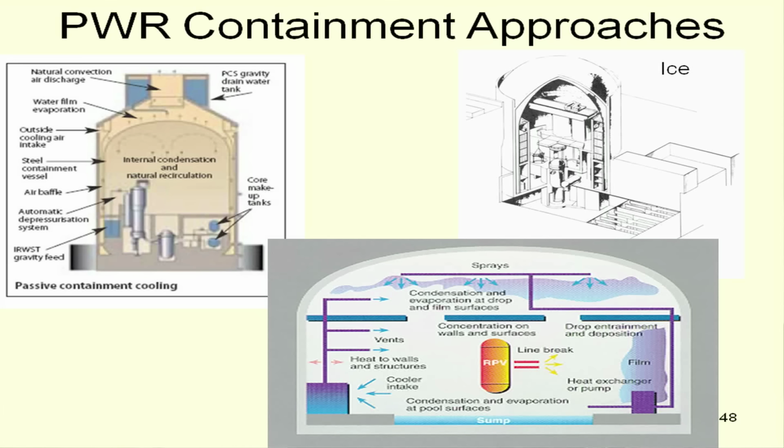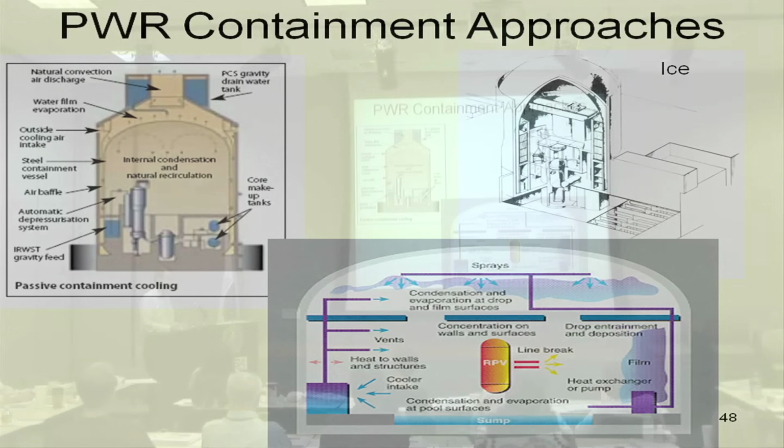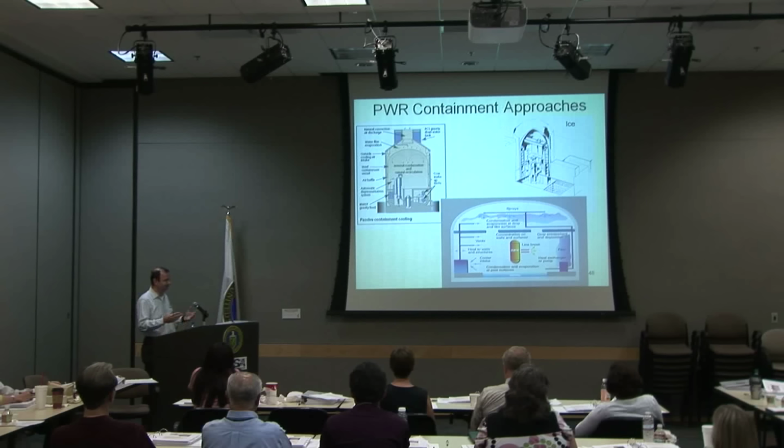And this one is an ice condenser. They maintain at all times, sort of around the walls, big blocks of ice. And if a steam release comes, it's circulated up past these blocks of ice, again, for condensation.